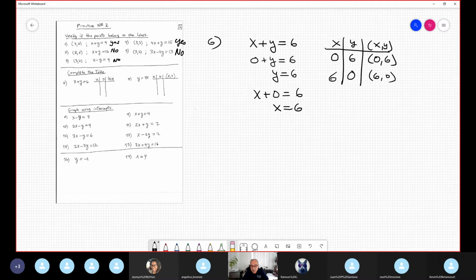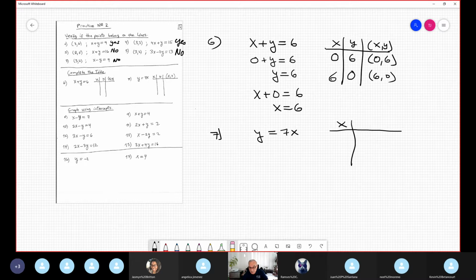Two points is enough to make the graph of the line. In this case, it is not necessary to do the graph. It's only to complete the table, no? And number 7 is exactly the same. Look, y equals 7x. We have the table again.